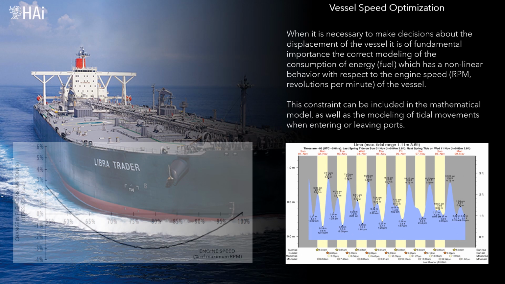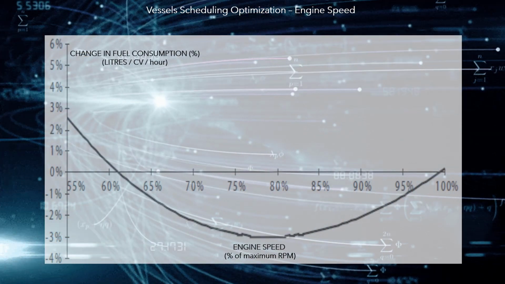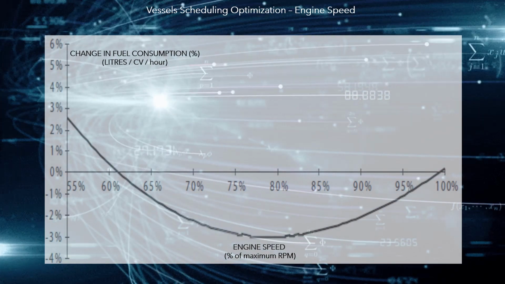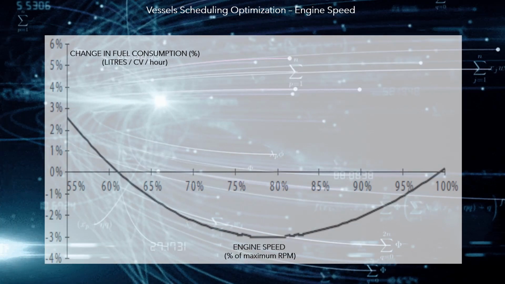When it is necessary to make decisions about the displacement of the vessel, it is of fundamental importance the correct modeling of the consumption of energy, which has a nonlinear behavior, with respect to the engine speed of the vessel. This constraint can be included in the mathematical model, as well as the modeling of tidal movements when entering or leaving ports. It should be considered that from the point of view of fuel consumption, the efficiency of an engine is not linear, and is not given to the maximum of its power.